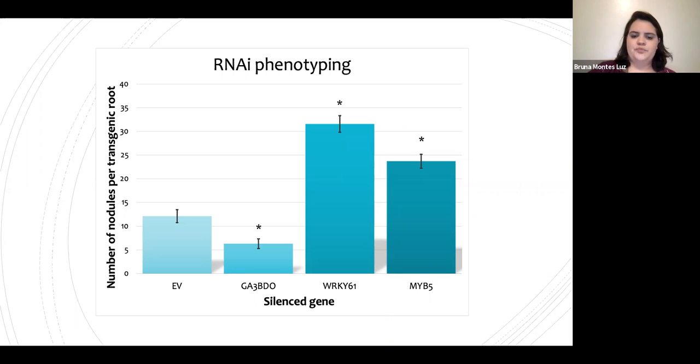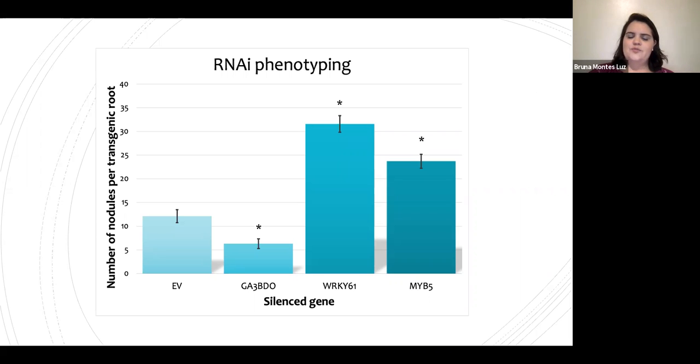These 2 other genes that are involved in nodulation, and when knocked down lead to a higher number of nodules, are both transcription factors. WRKY and MYB transcription factors are involved in different biological processes, but these specific transcription factors haven't been studied specifically in relation to nodulation.